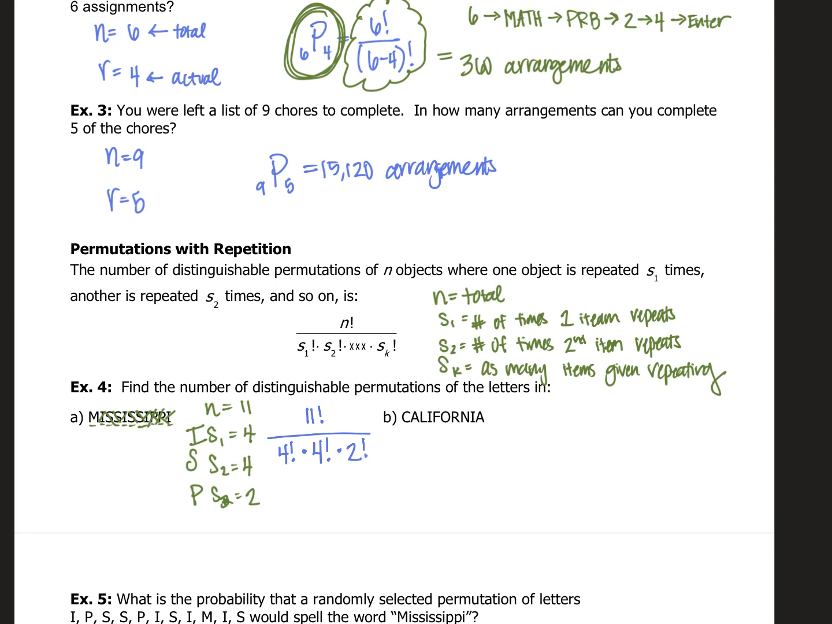Now, again, you're using your calculator to do this problem for you using that probability feature. Please make sure, though, that your denominator is inside parentheses because it will make a difference in your answer. So when you type all of this in, hit enter, you should be getting 34,650 permutations.